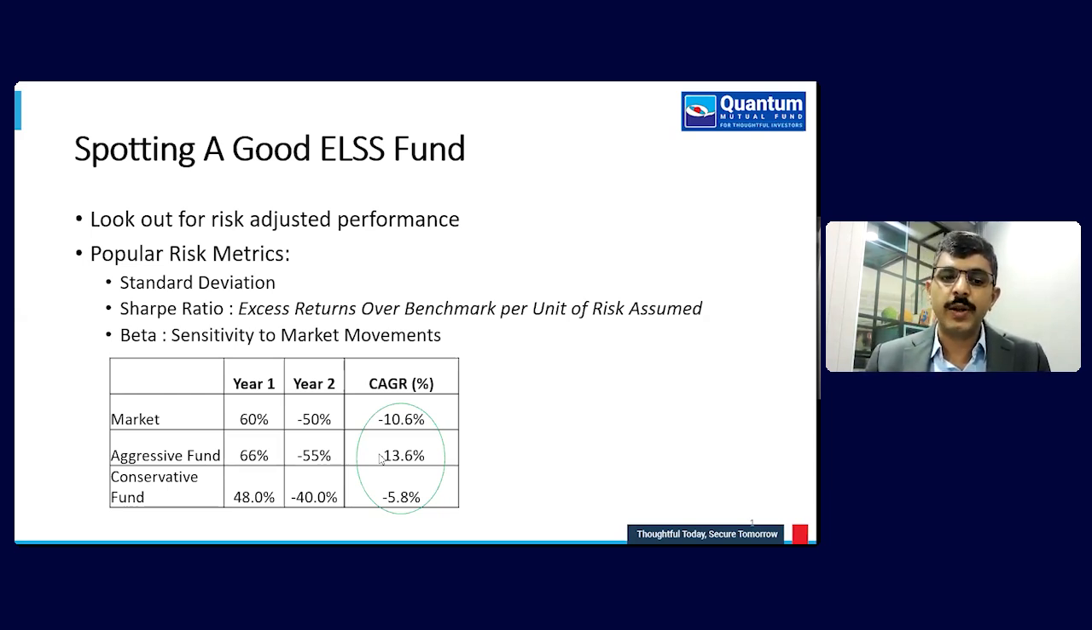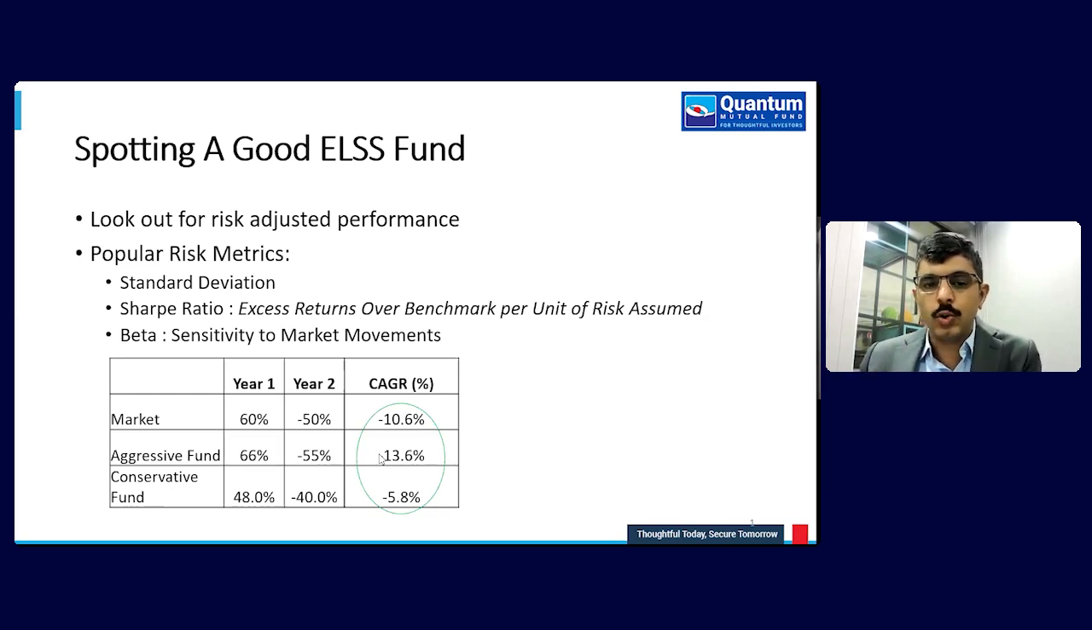What typically happens is, let's say in this example, when the market moves up by 60%, the aggressive fund moves more than the market on the positive trajectory, at about 66%, whereas the conservative fund tends to move on a lower side. It underperforms the market in year 1. In year 2, let's assume the market goes through a big downturn. The aggressive fund tends to overshoot even on that downside, whereas the conservative fund falls less than the market.